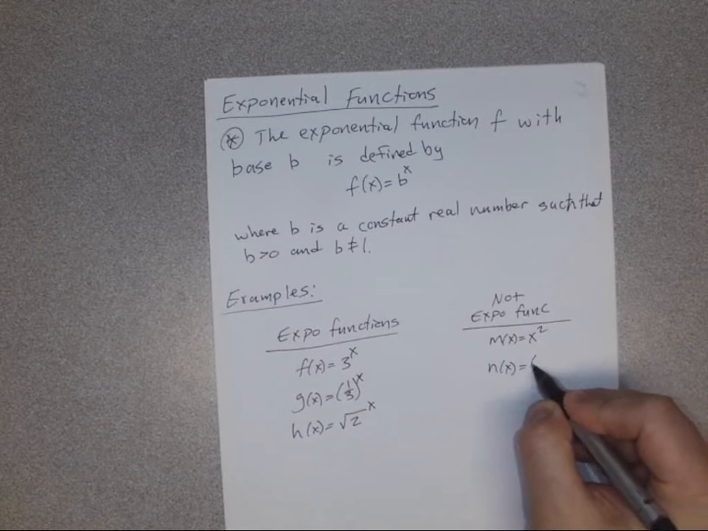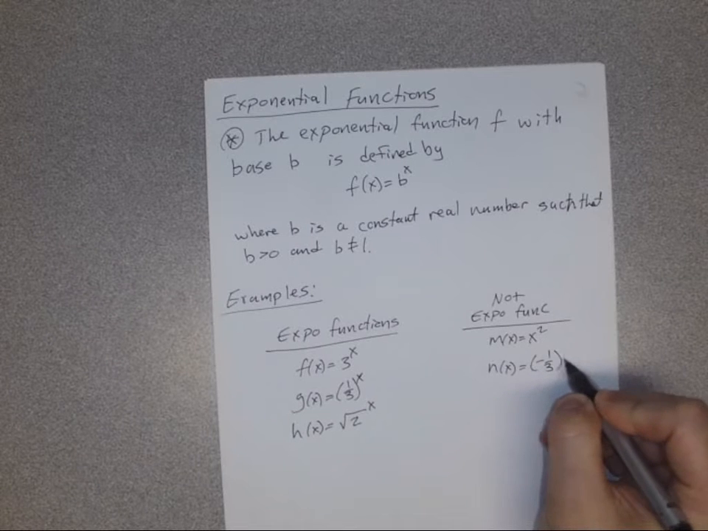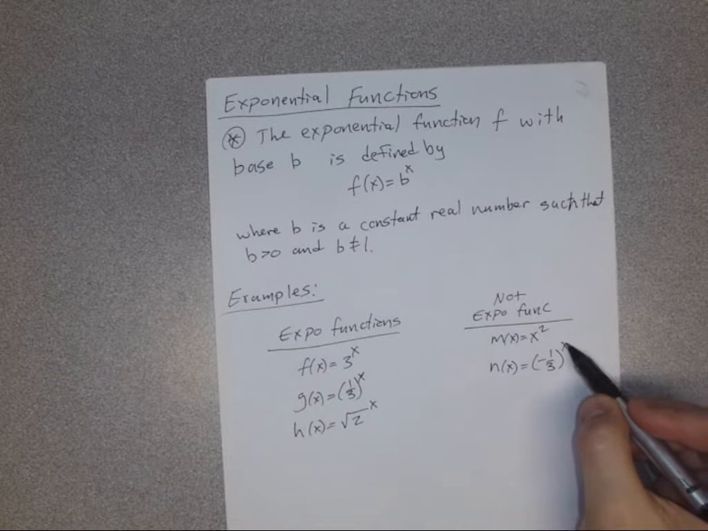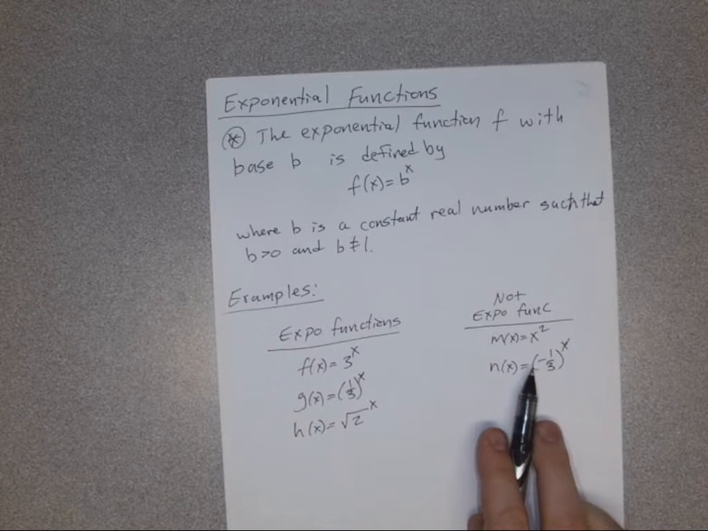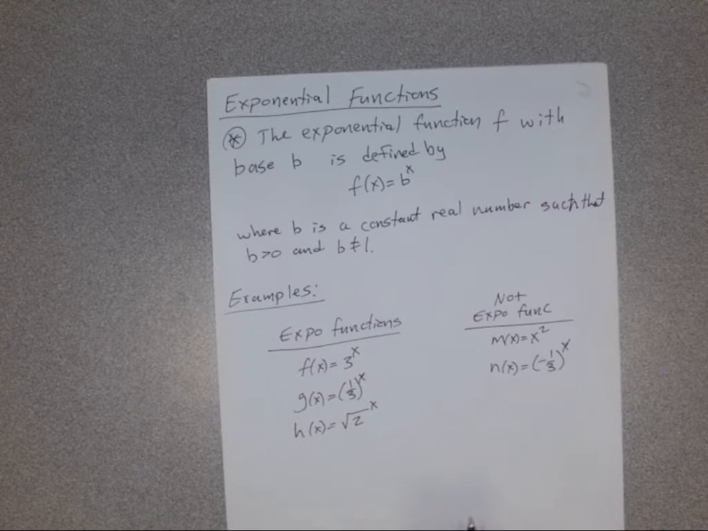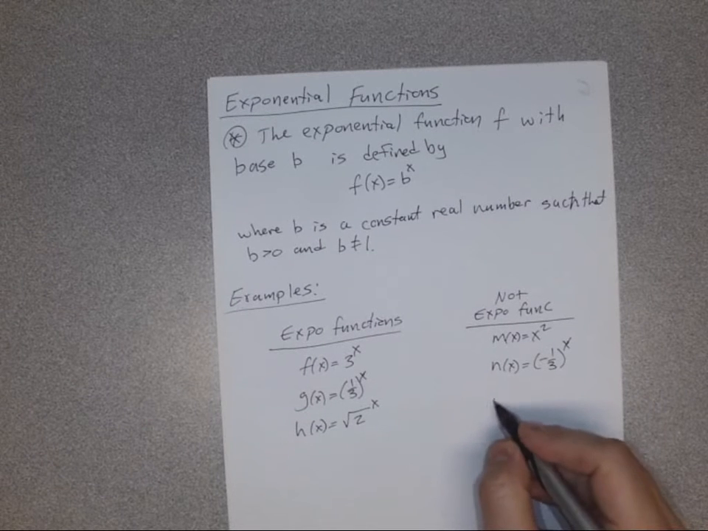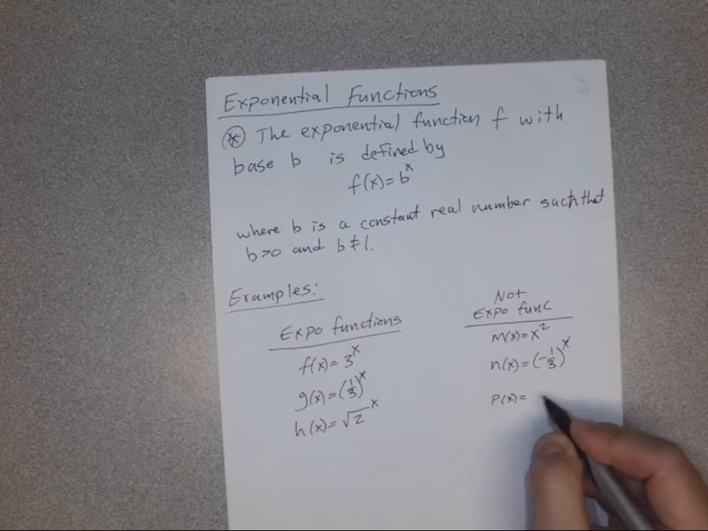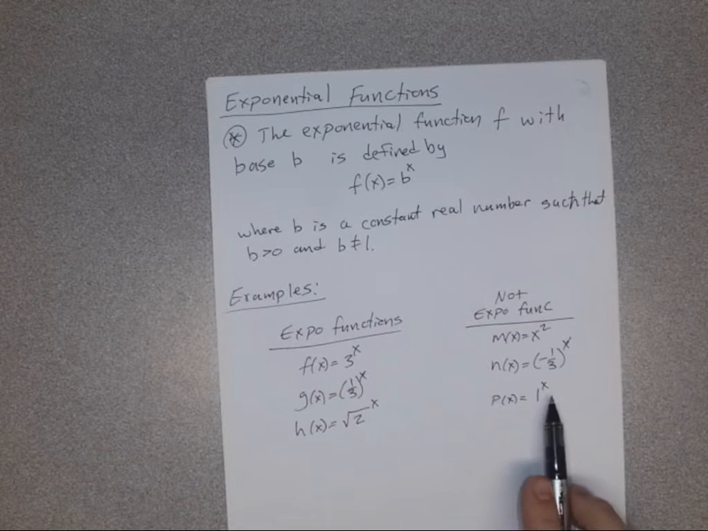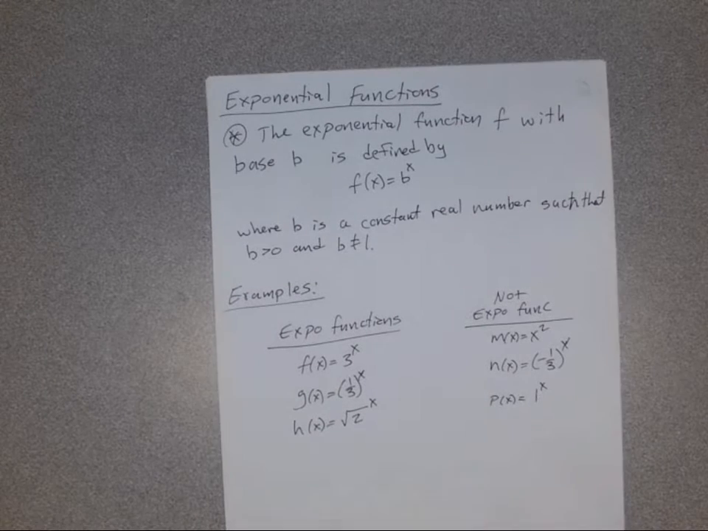And then this one, if we have negative 1/3 to the x power, we have our variable in the exponent, but our base is what's causing this not to be an exponential function because it's less than 0. And then if we have where our base is 1, this is because doesn't matter what your x is, whatever value you put up here, your answer is always going to be 1.